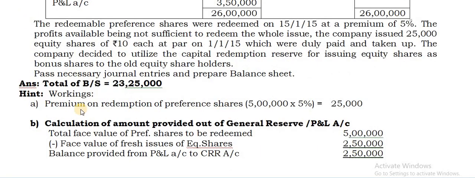So the hint I've given you here is a premium on redemption. This is what I said. Now the total face value of redeemable preference shares is 5 lakhs minus the face value of the equity shares, fresh issue of shares made 2,50,000, 25,000 shares into 10 each. So 2,50,000. Now the balance 2,50,000 will be provided from the profit and loss account that will be transferred to CRR. Next, what is said here, utilize the capital redemption reserve for issuing the equity shares as bonus shares to the equity shareholders.